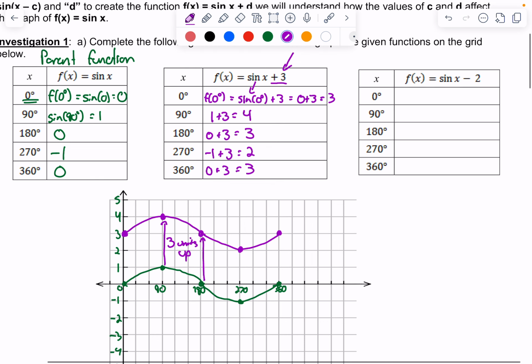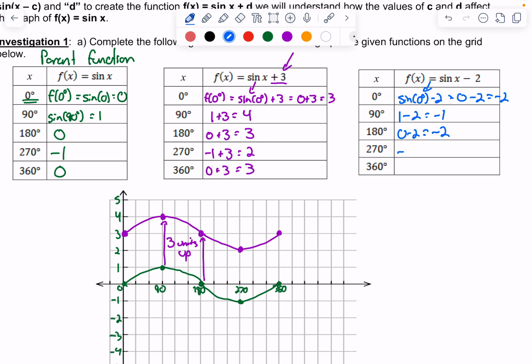Well, let's see what happens when we do it again, but this time for negative 2. So sine 0 degrees minus 2. Again, evaluate this first. So that's 0 minus 2, giving you negative 2. And then do that for each one. 1 minus 2 gives you minus 1. 0 minus 2 gives you minus 2. Negative 1 minus 2 gives you negative 3. 0 minus 2 gives you minus 2.